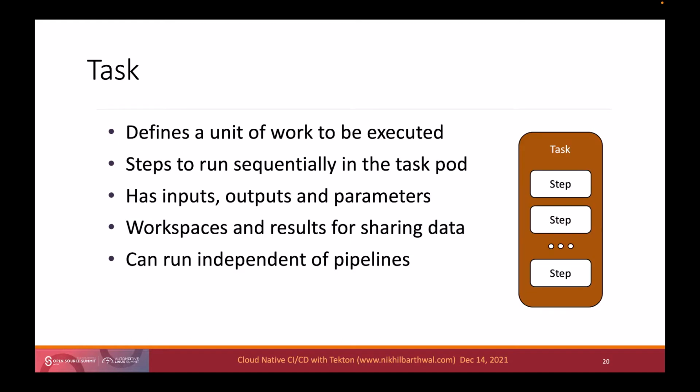So that's a step. And like we talked about, steps are combined to form a task, which is a sequence of steps in a task pod, which has inputs, outputs, parameters. You obviously have some kind of way of sharing data because tasks combine to form pipelines, so they have to communicate with each other. So there are workspaces, and the results are meant for sharing data. And as we saw in the previous example, tasks can run separately or they can be run as part of pipelines. Either way is fine, which is also true for traditional CI/CD pipelines.